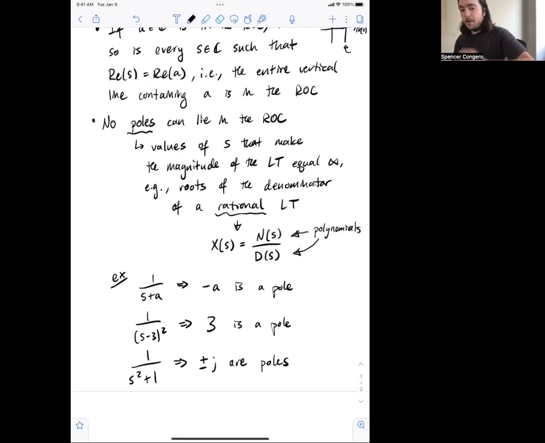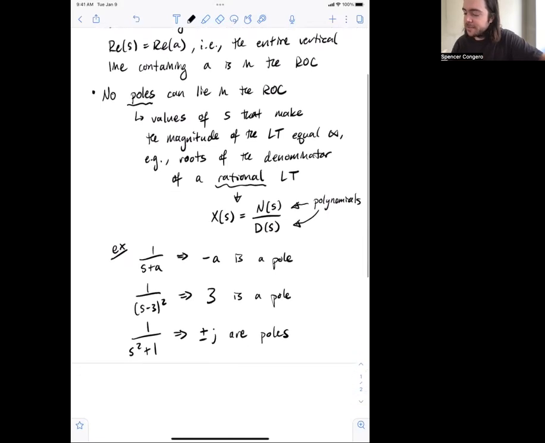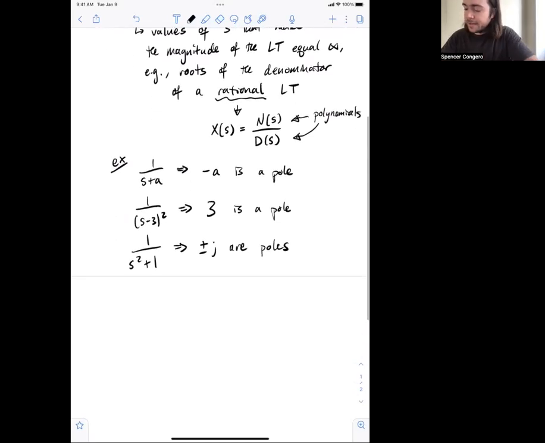Okay, so all the Laplace transforms we're going to deal with in this class are going to be rational functions. All the pairs that we looked at were rational functions. Okay, and so this is kind of the situation for what we're going to see in this class. Okay, next property.